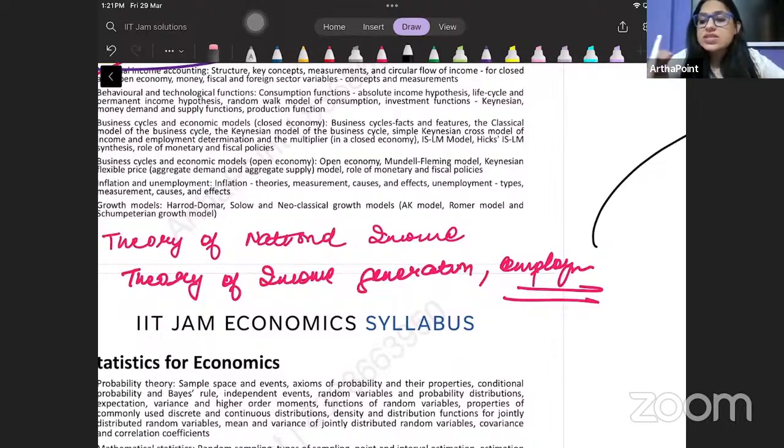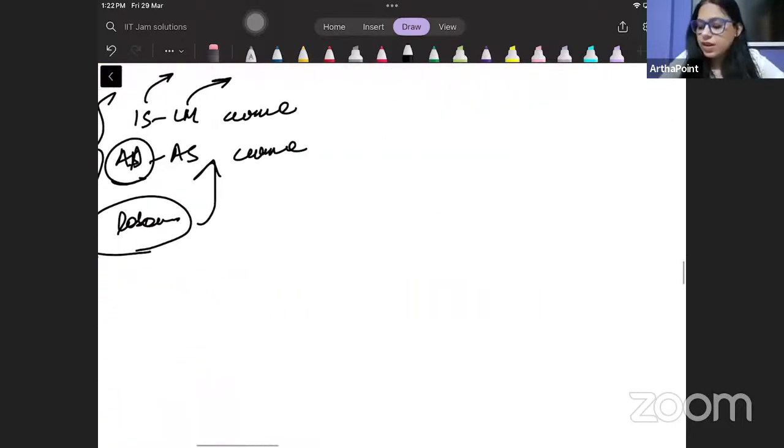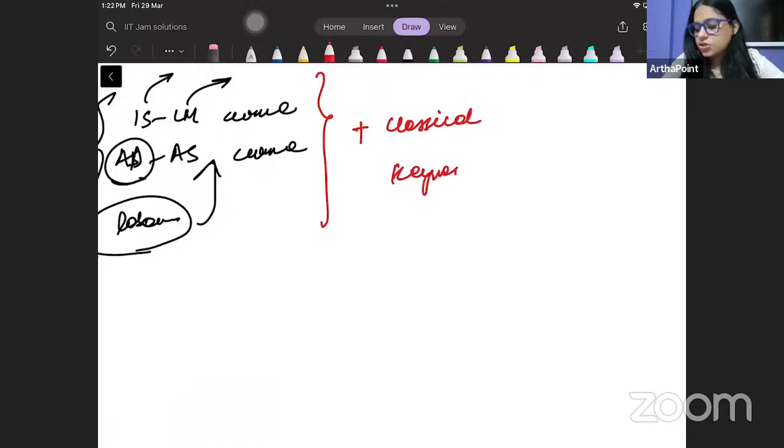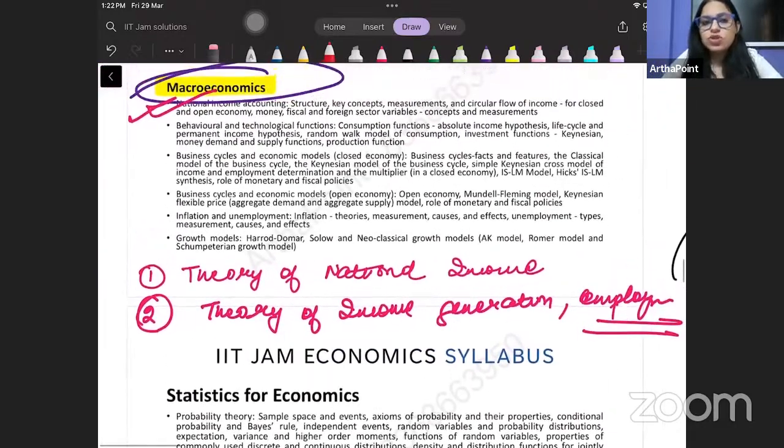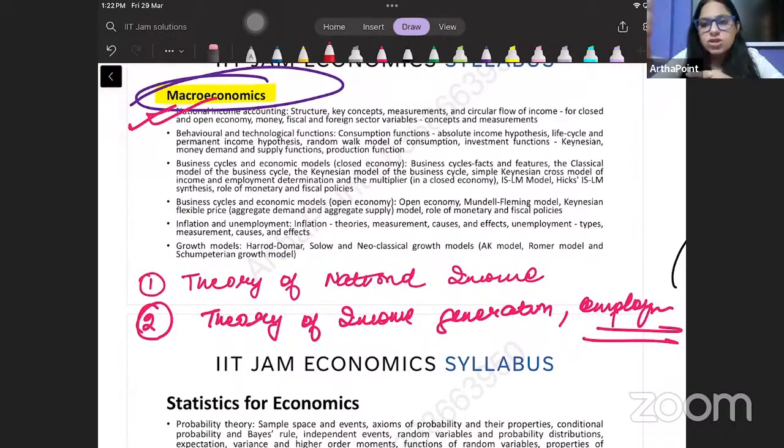And when we discuss the theory of income generation and employment, within that we will discuss the differences between the classical and the Keynesian approach. So after the theory of national income, the second thing I will start with you guys will be the simple Keynesian cross model of income and employment, multiplier, ISLM, etc. We will do all of this in part two.